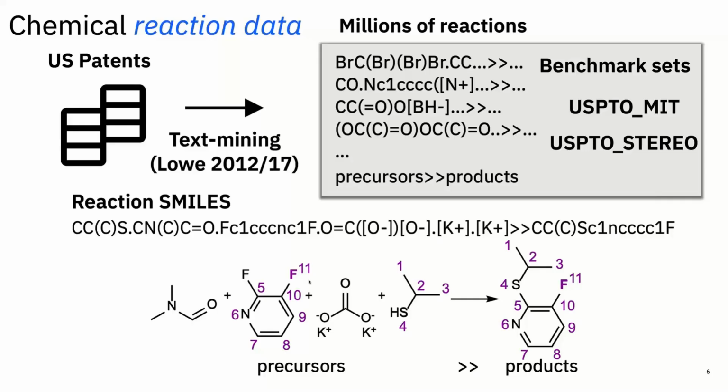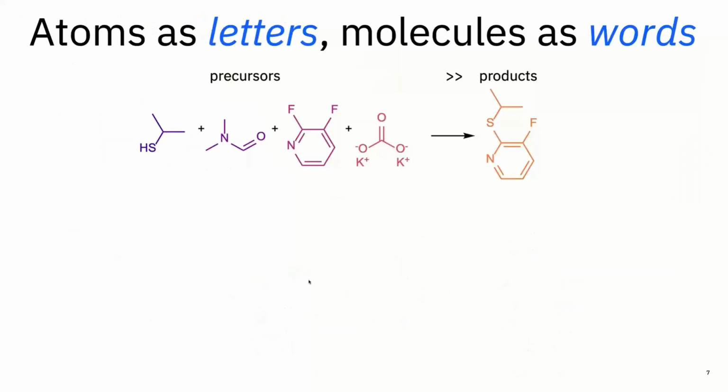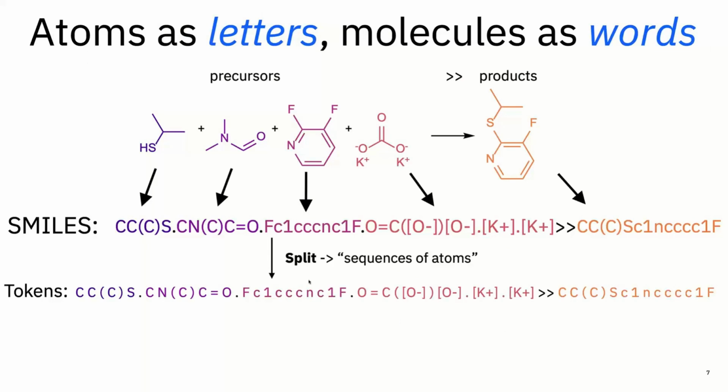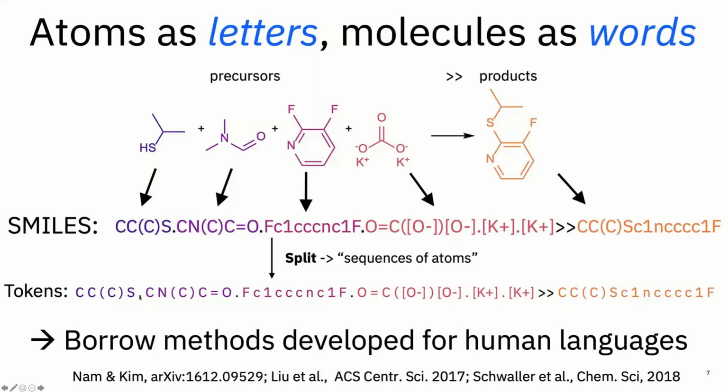For the next 40 minutes or so, this here will be the representation of choice, because it allows me to represent atoms as letters and molecules as words. And then after splitting those reaction SMILES into so-called sequences of atoms separated by spaces here, I can borrow methods from human languages and apply them to chemistry. For example, I can cast the chemical reaction prediction task, where we try to predict the most likely product given the precursors, as a machine translation task.